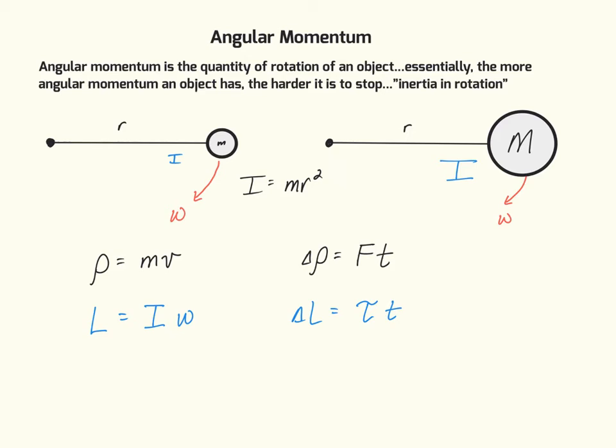Okay, so let's just look at the similarities here and the connections that we have between linear motion and rotational motion. Our equivalent for mass in rotational motion is going to be moment of inertia. Okay, that's basically how resistant that object is to rotation, based on how much mass it has. Obviously, this guy has much more mass, so it's going to be harder to actually get rotating. Our equivalent for velocity is angular velocity in rotational motion.